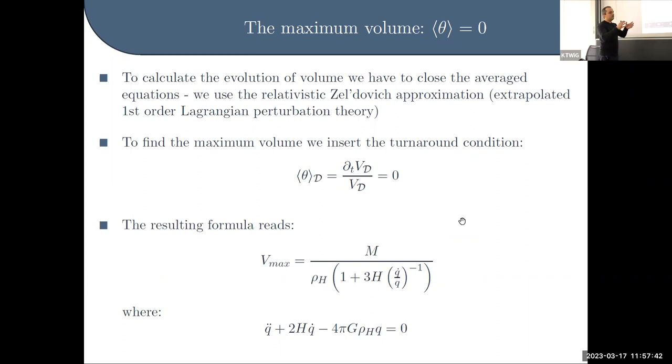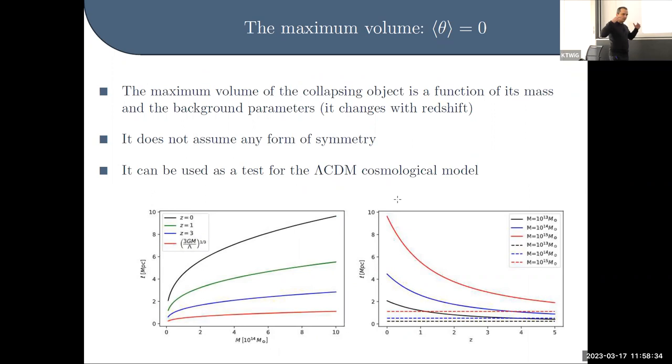So as you can see, now we have a simple equation which just gives us the maximum volume of a given object as a function of its mass, the average density, the background Hubble scale factor, and the solution to the usual linear equation for the density. What is good about it is we are not restricted to the lambda CDM model, because we can look at different backgrounds. So in that way, our formula can serve as a test for cosmological models or cosmological backgrounds.